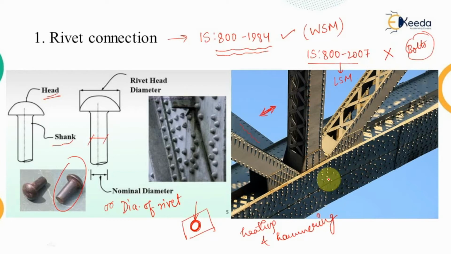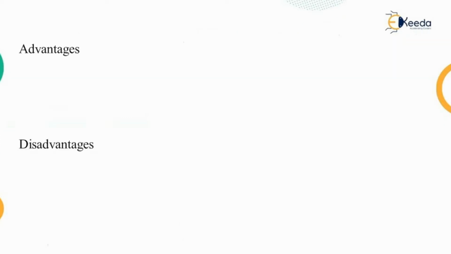So now let's discuss the advantages and disadvantages of the rivet connection. The advantage is that it is an easy connection. That means in construction, whenever we are connecting different members, there is an ease available whenever we provide the rivet connection.